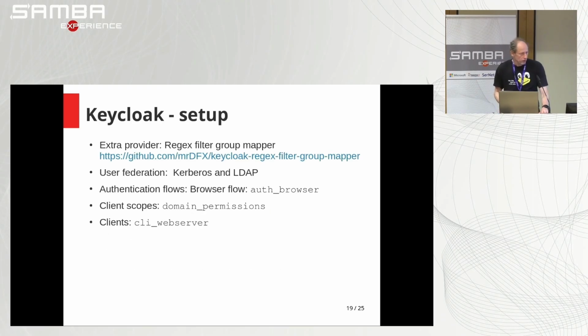The aim is to do it like I did with mod GSSI for the whole domain, so you get stuff that works on every server returned. And for that I used an extra provider in Keycloak, the regex filter group mapper. I set up user federation to Kerberos and LDAP, basically the DC. I set up an authentication flow and client scope specific to include all the groups that you have.